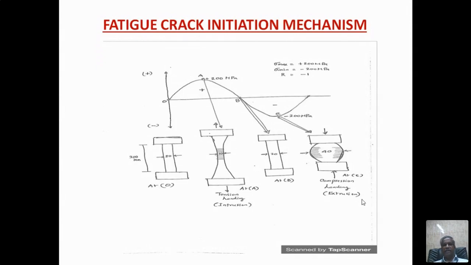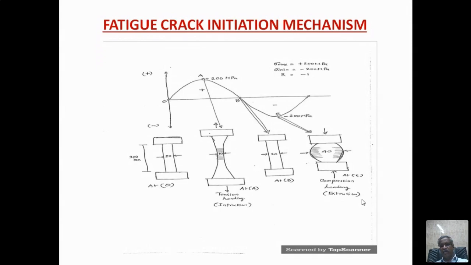Within this, the material undergoes variation under tension. There is intrusion, meaning the material is getting intruded, so the diameter is reduced and the length is increased. During compression loading, the material is getting extruded. It's bulging, and bulging refers to extrusion.